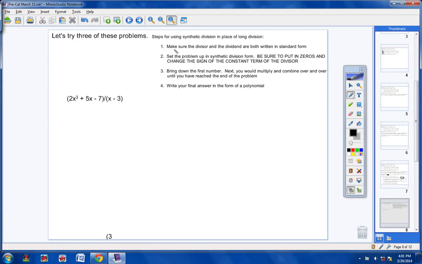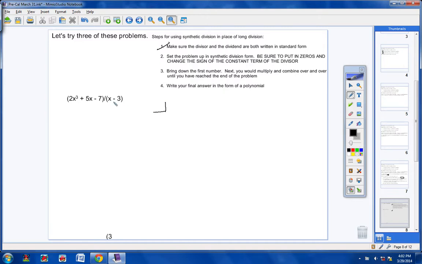So, okay, step number 1, make sure the divisor and dividend are both written in standard form. Well, this is written in standard form. This is written in standard form, so we're good. Let's move on to step 2. Step 2, set the problem up in synthetic division. However, be sure to put in zeros and be sure to change the sign of the constant term. So let's go ahead and set this up in synthetic division.